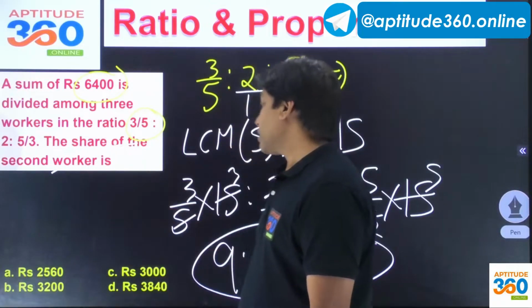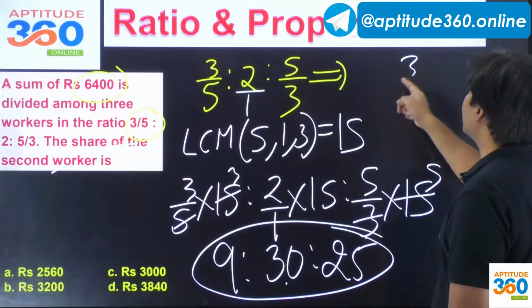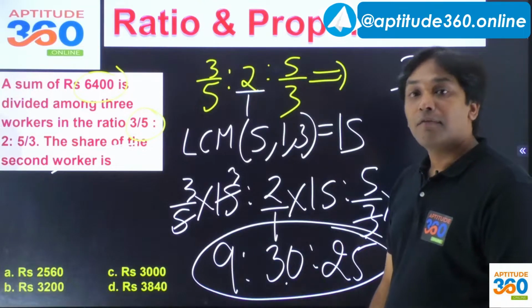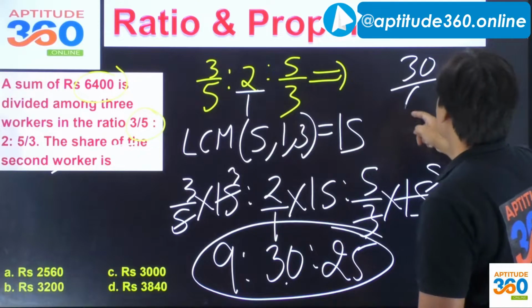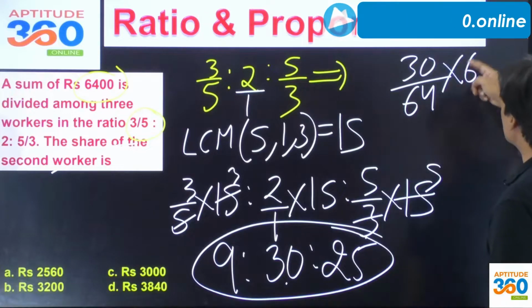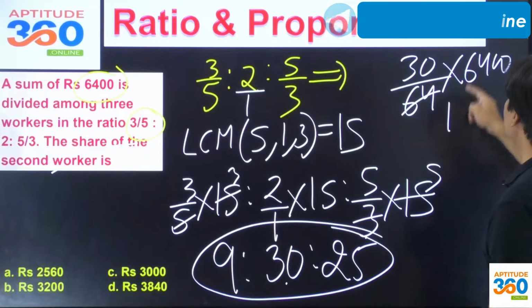शेयर ऑफ द सेकंड वर्कर. अब सेकंड वर्कर तो हमारे यहाँ पे 30 है. 30 डिवाइडेड बाई व्हाट इज दिस वैल्यू? 30 प्लस 25, 55, 55 प्लस 9, 64. दिस ऑफ व्हाट? दिस ऑफ टोटल. एंड व्हाट इज द टोटल वैल्यू? विच इज 6400.